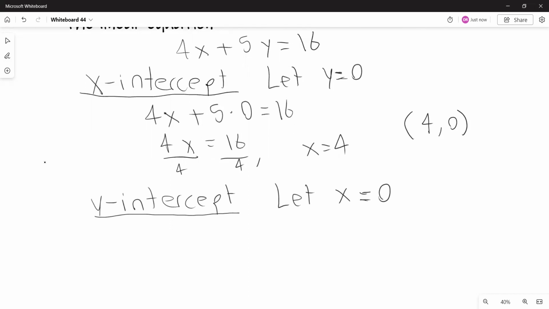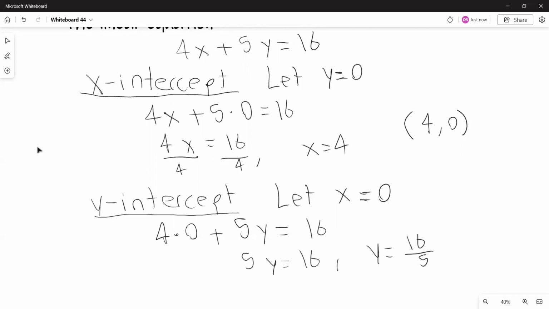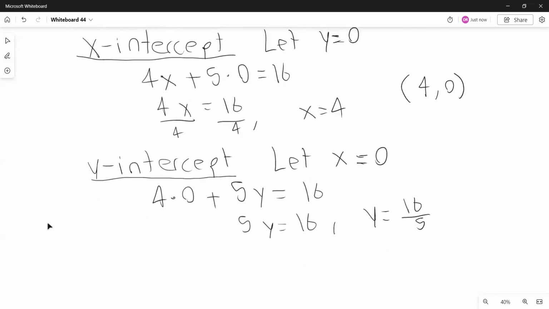So 4 times 0 plus 5y equals 16. This is 5y. Plus 4 times 0 is 0. So 5y equals 16, or y equals 16 over 5. So the y-intercept is 0, 16 over 5.